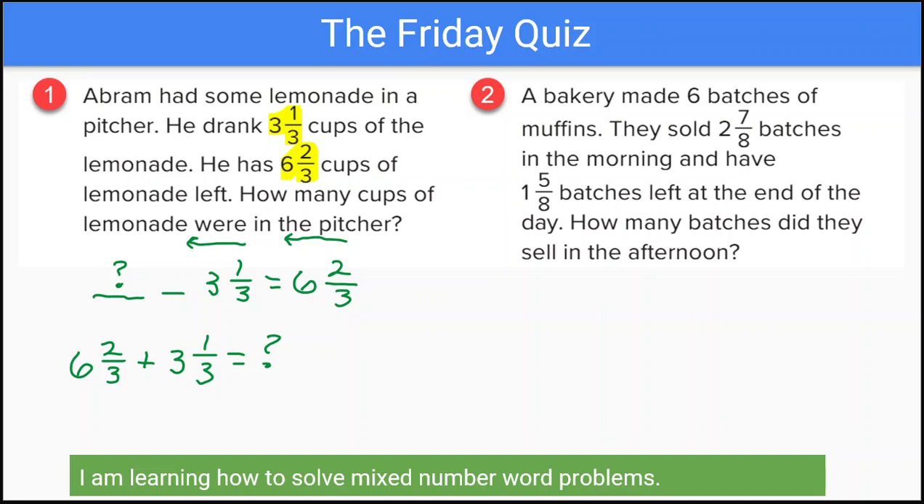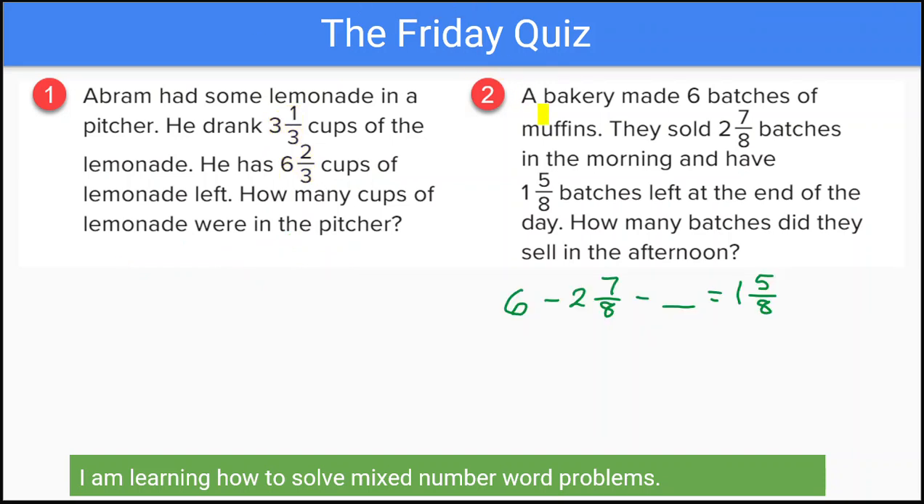Okay, let's take a look at the other one right here. It says, a bakery made 6 batches of muffins. They sold 2 7/8 batches in the morning and have 1 5/8 batches left at the end of the day. How many batches did they sold in the afternoon? Okay, so let me get my highlighter. A bakery made 6 batches of muffins. I'm going to put that to start off right here.